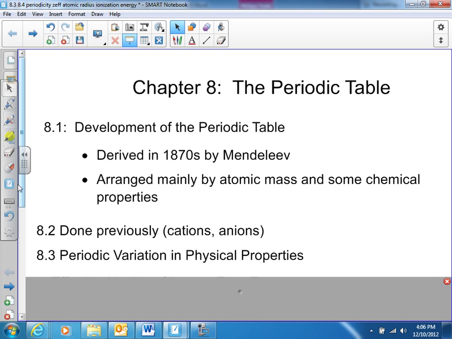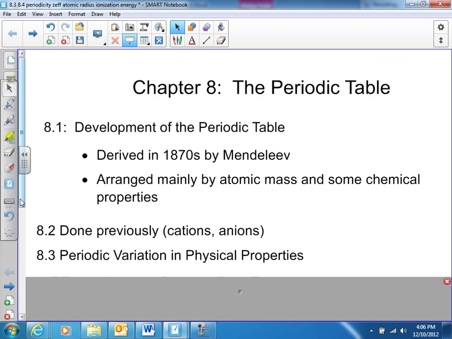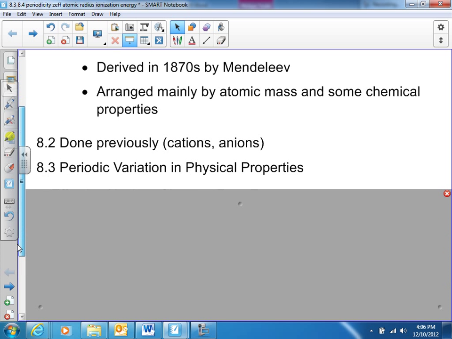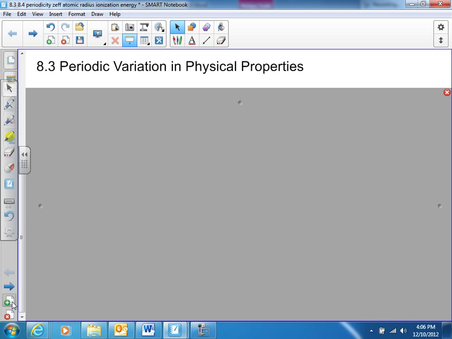That was really fast, wasn't it? 8.3 is going to take quite a while, especially when I keep clicking on things that I shouldn't click on. So here we go.